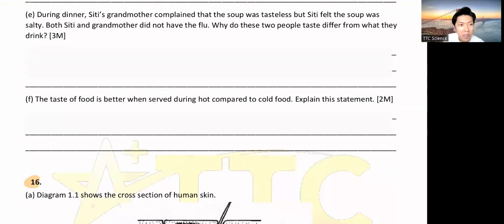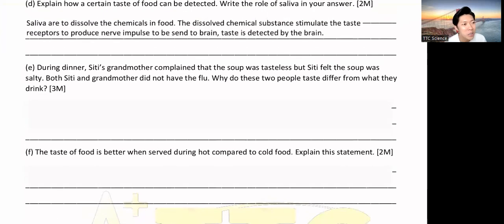Seriously. Okay, next one. During dinner, Siti's grandmother complained the soup was tasteless, but Siti felt that the soup was salty. Both Siti and grandmother did not have flu. No flu, no flu, no flu, everybody. Why do these two people have different experiences? Okay, so very simple. The clue here is about age. Because as you grow older, your taste buds become less sensitive.